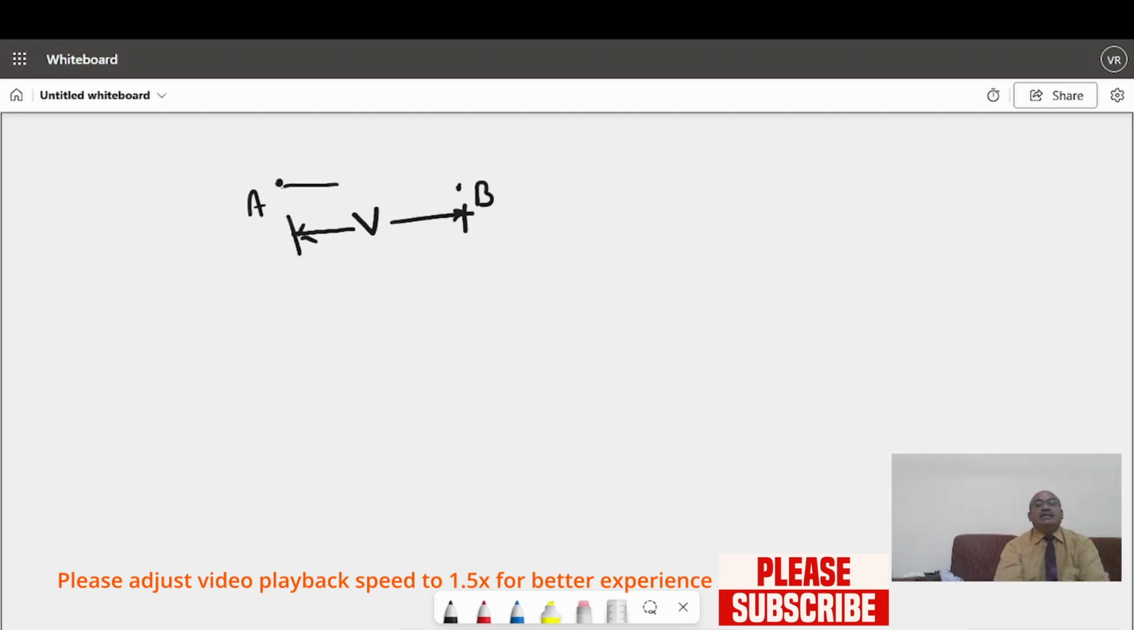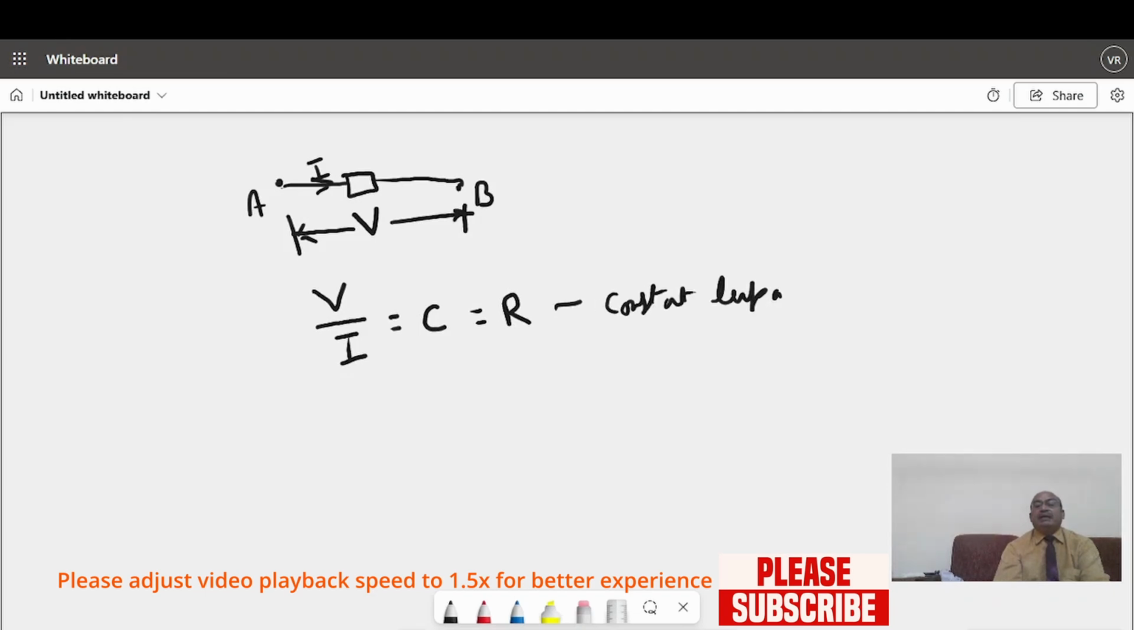This is some resistance or some component. The potential difference between A and B is V. In a closed circuit, current will flow. We will say that the ratio of the potential difference between two points to the current flowing in the circuit in a closed manner is also equal to a constant. That constant is called the resistance. The condition is constant temperature. This is also Ohm's law.